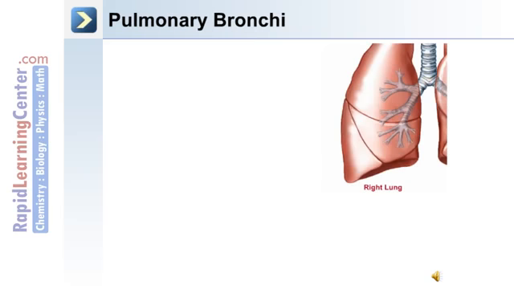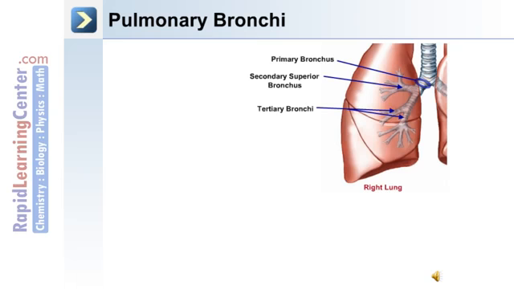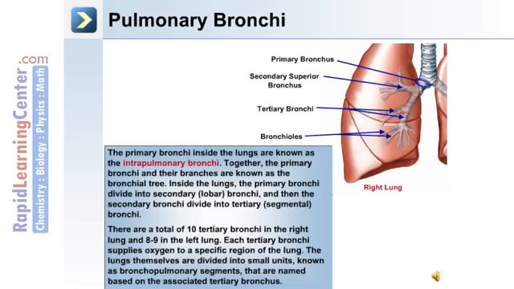The pulmonary bronchi. Inside the lung, the primary bronchus divides into the secondary bronchi and tertiary bronchi. The tertiary bronchi give rise to bronchioles. The primary bronchi inside the lungs are known as the intrapulmonary bronchi, and together the primary bronchi and their branches are known as the bronchial tree.